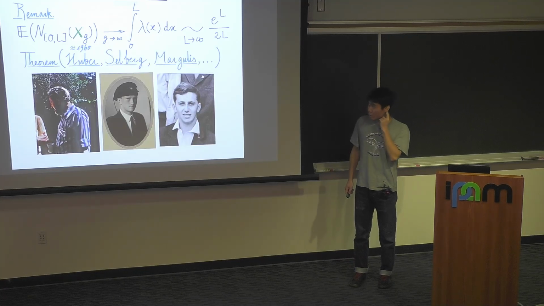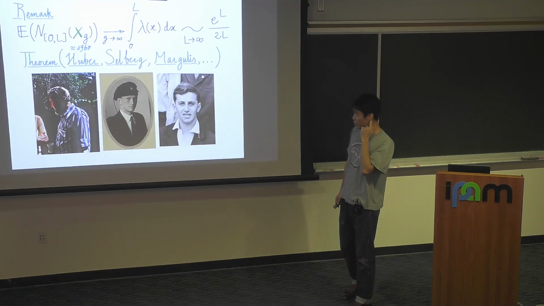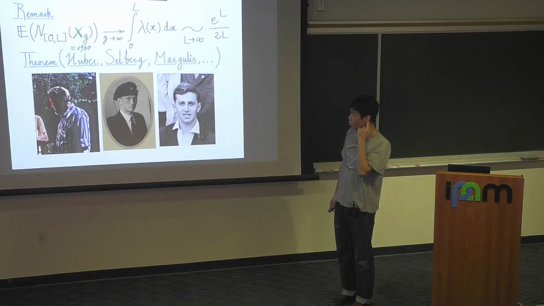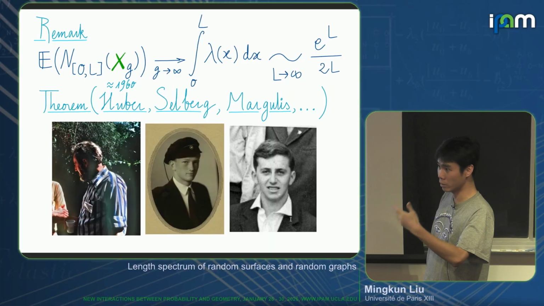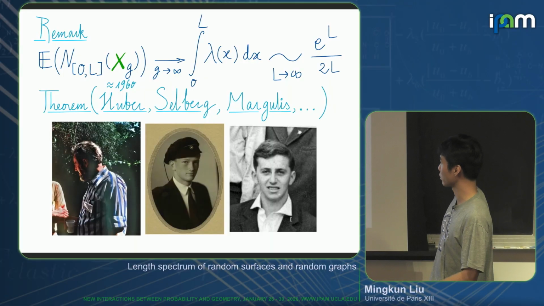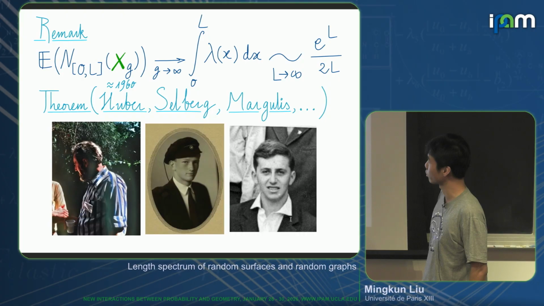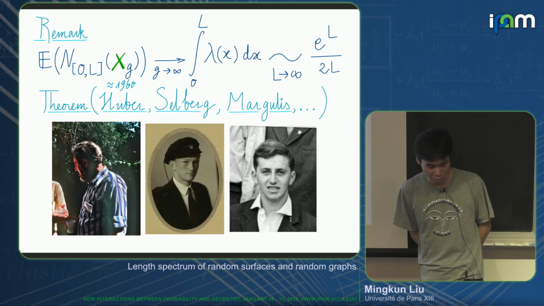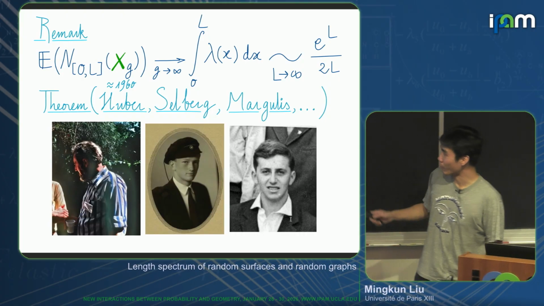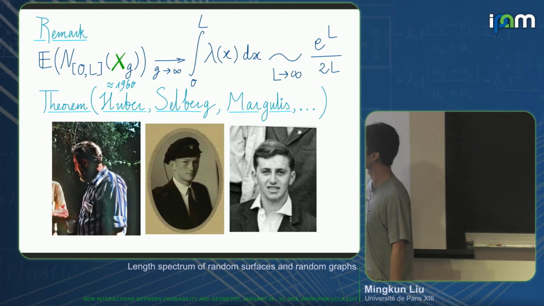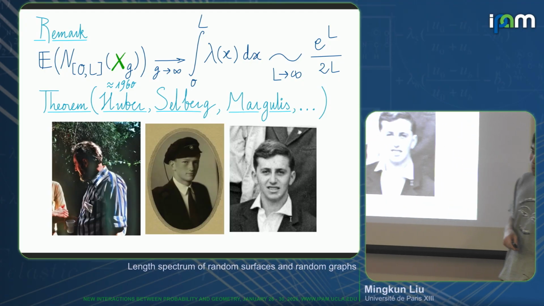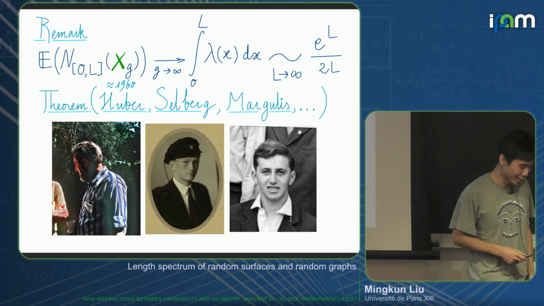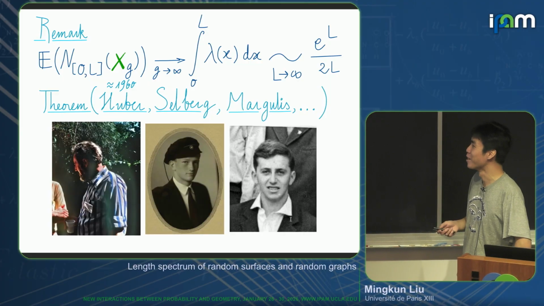And there is a super classic theorem in geometry and also dynamical systems, first proved by, I think, Huber in the 60s, and then many different generalized versions have been worked out by many people: Selberg, Margulis, Sarnak, etc. By the way, here I want to thank, courtesy of Peter Buser, who sent me this picture of Huber that I just cannot find on the internet.